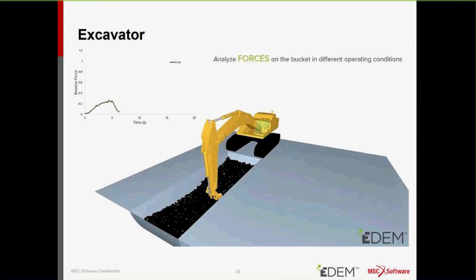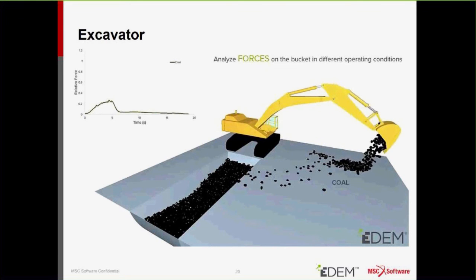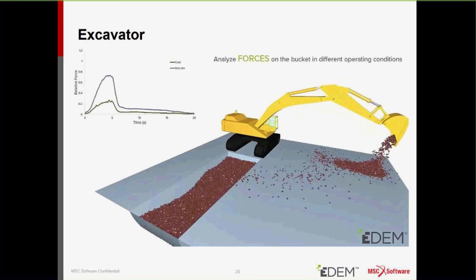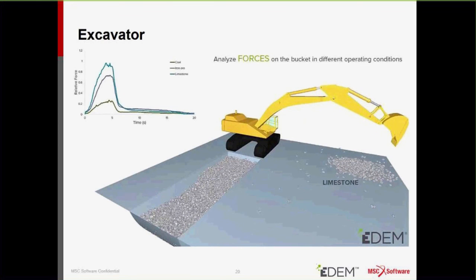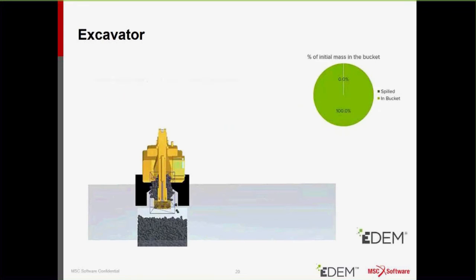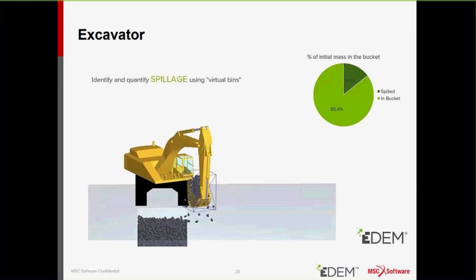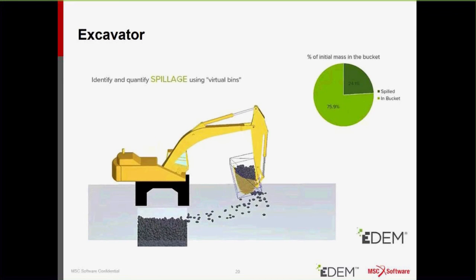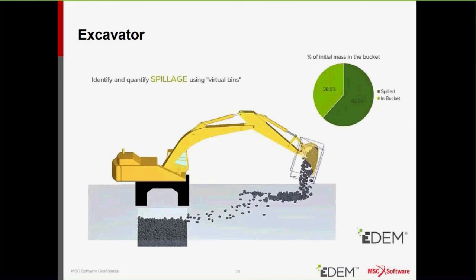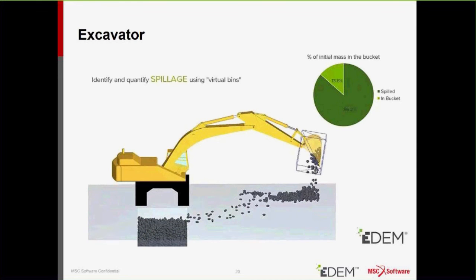So here we can see the forces rising during that digging phase between 0 and 6 seconds. The force remains pretty constant during rotation, and then finally it levels off and reduces to zero as materials unload. And you can see the variation you're getting with the different materials. Again, here we're using one of EDEM's capabilities called virtual bins. This is basically measuring the mass within that bucket over time.